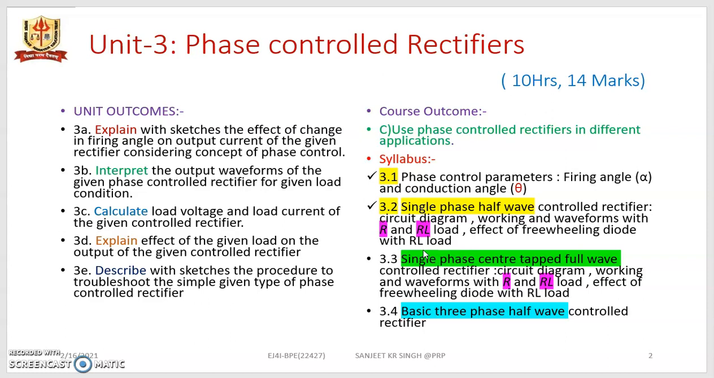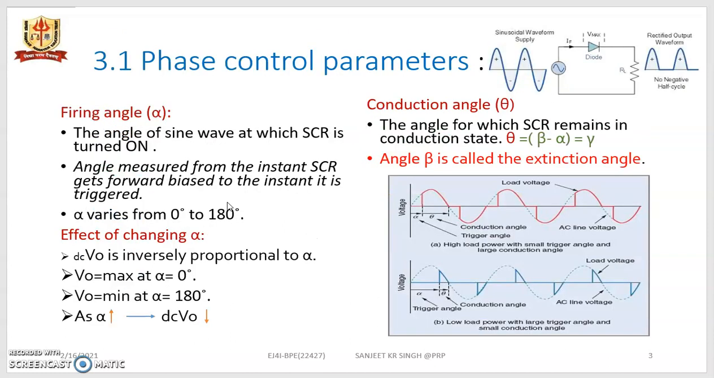In this presentation, we will see the first two topics, that is phase control parameters, firing angle alpha and conduction angle theta. Then the second topic is single phase half wave control rectifier for R load, resistive load, RL load, and the effect of freewheeling diode when we have the RL load. This unit has been allocated 14 marks and the course outcome is to use phase control rectifier in different applications. These are the unit outcomes, 5 unit outcomes expected from this unit 3.